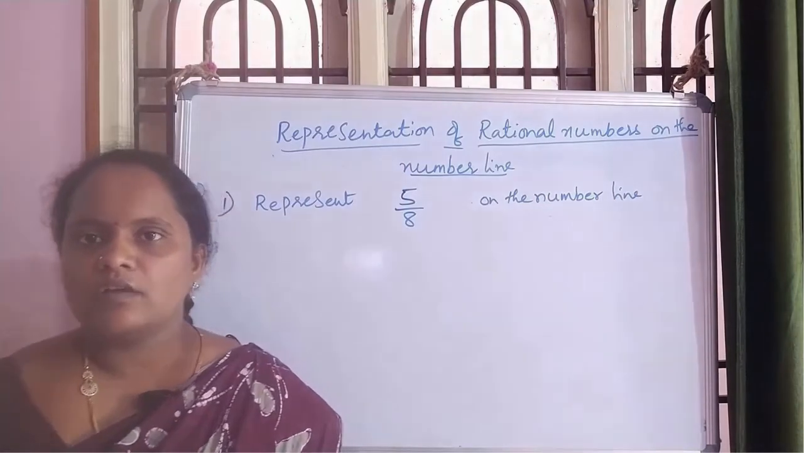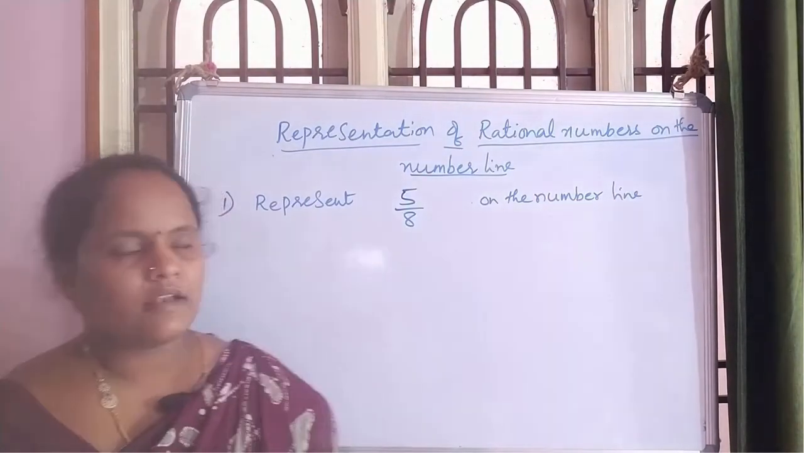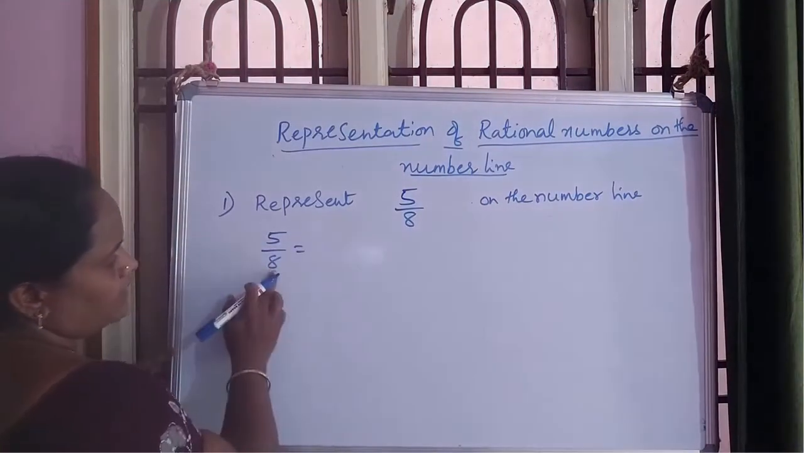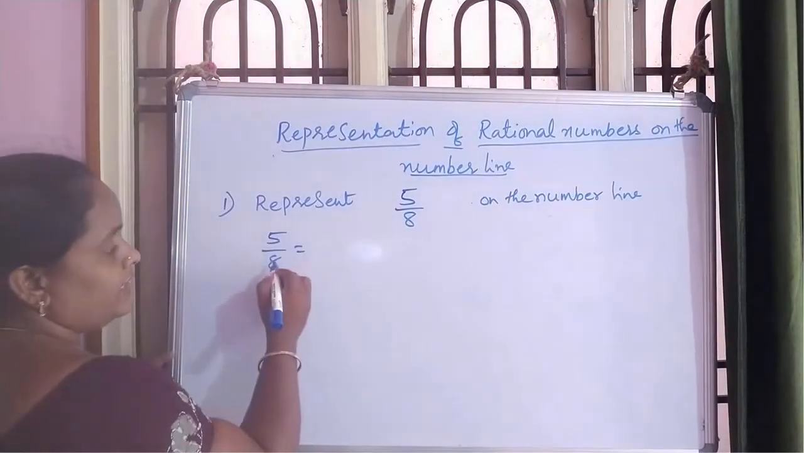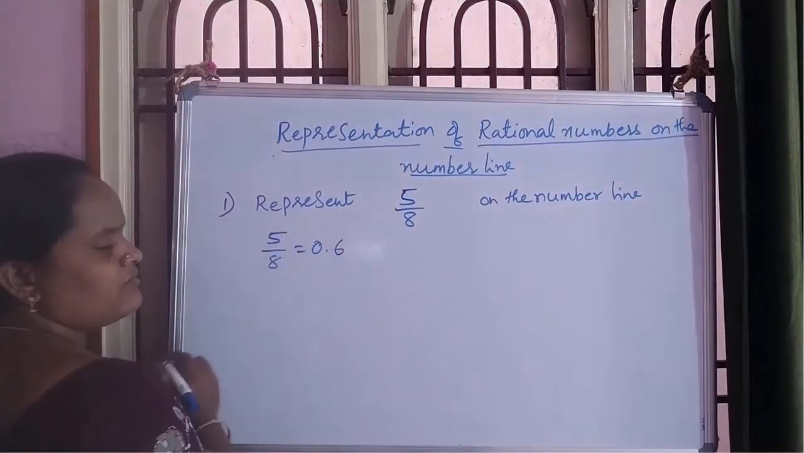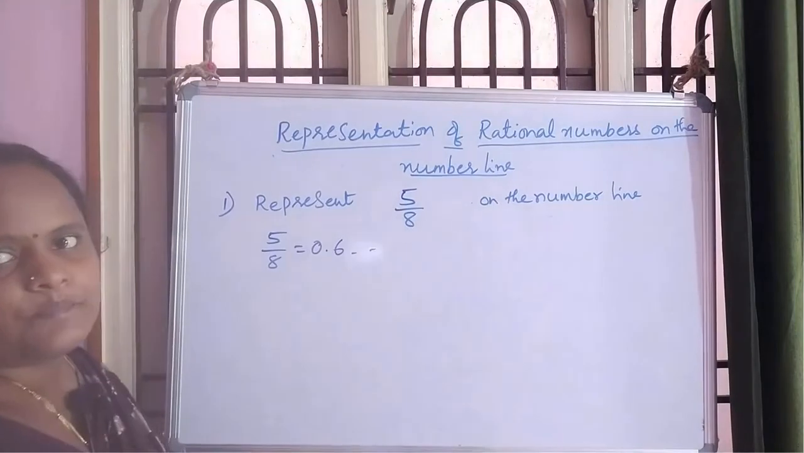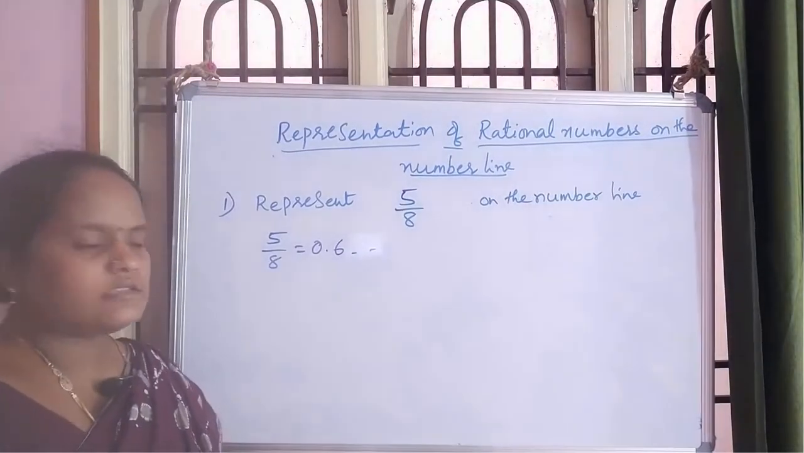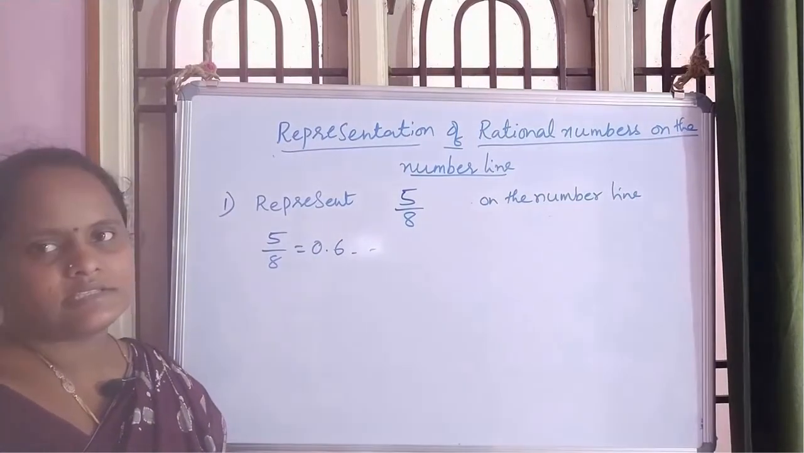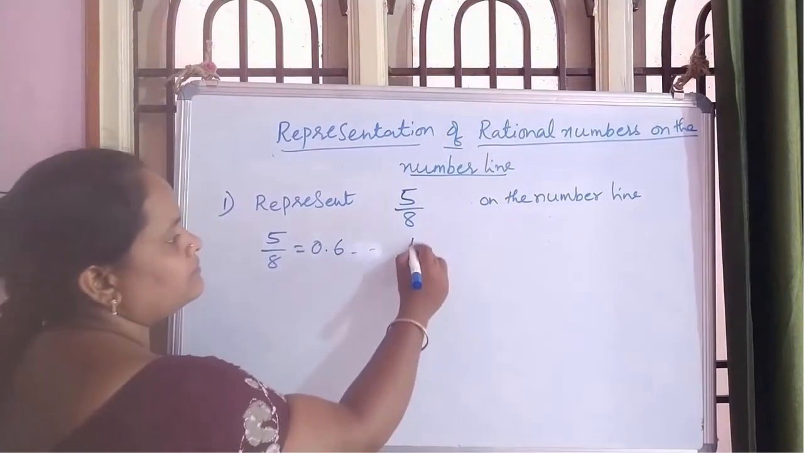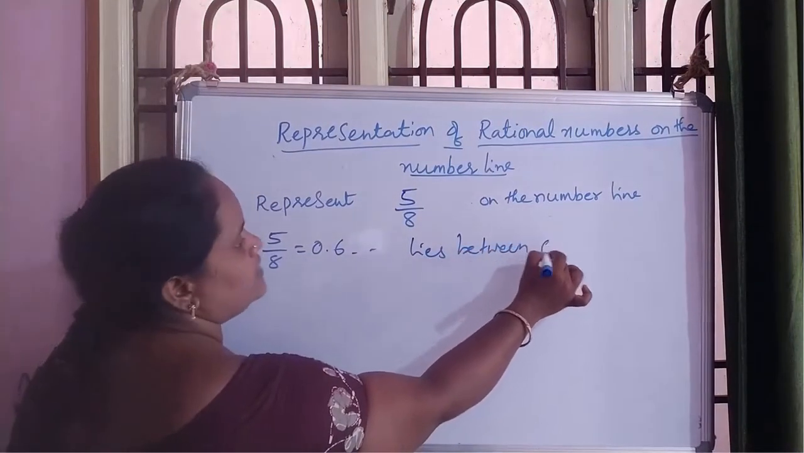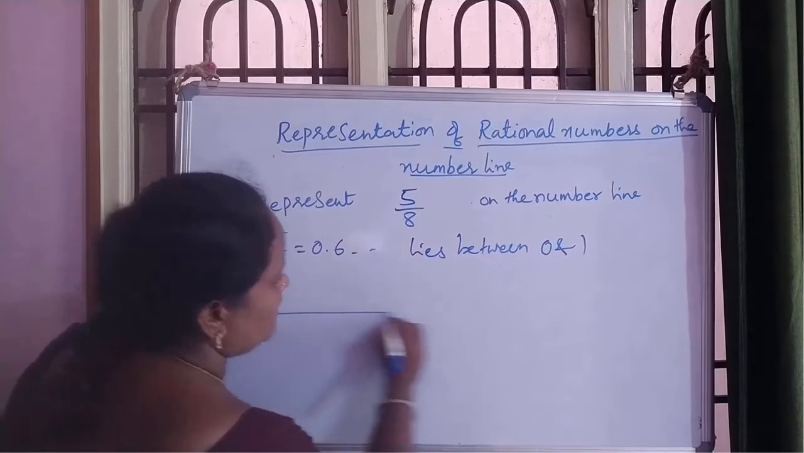Now let us see how to represent 5 by 8 on the number line. 5 by 8 is nothing but, if we divide 5 by 8, it will be 0.50 and so on. Approximately, the value of 5 by 8 is 0.6. So it lies between 0 and 1. So let us draw a number line.